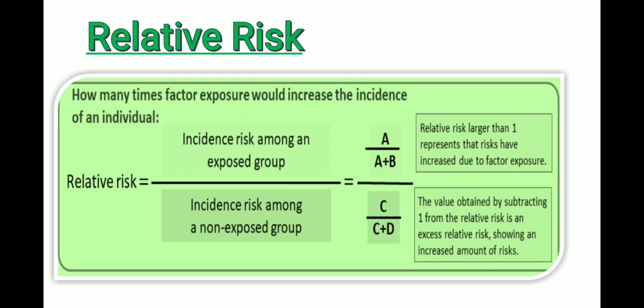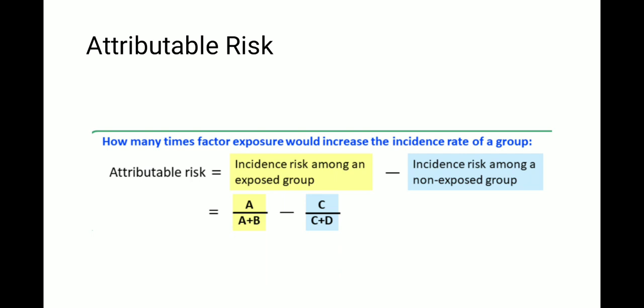Relative risk formula is the incidence risk among the exposed group divided by the incidence risk among the non-exposed group. Okay, A divided by A plus B, and C divided by C plus D.